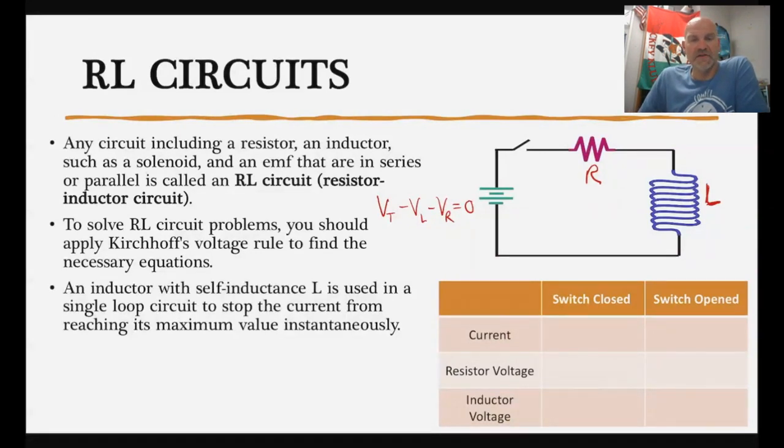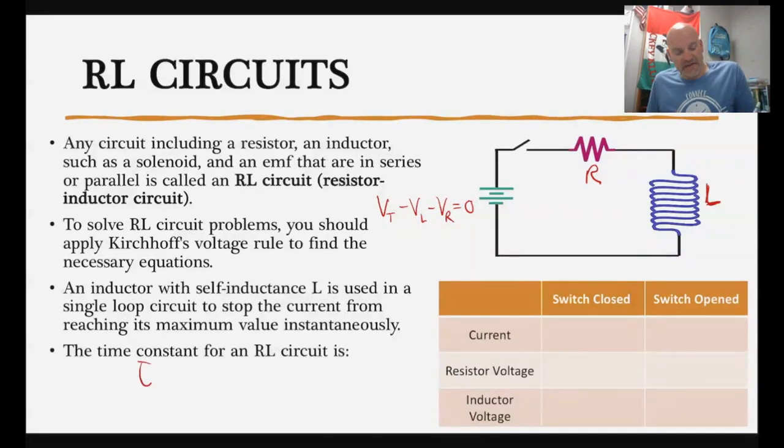An inductor with self-inductance L is used in a single loop circuit to stop the current from reaching its maximum value instantaneously. The second you flip that switch, due to the inductor, the current that is going to flow through the resistor will not be a maximum. In fact, it's going to be 0 the second you flip the switch. And we will run into our time constant again. The time constant for an RL circuit, or resistor-inductor circuit, is simply tau equals L over R. Basically it just tells us how much time is really changing the circuit, the voltage, and so forth.